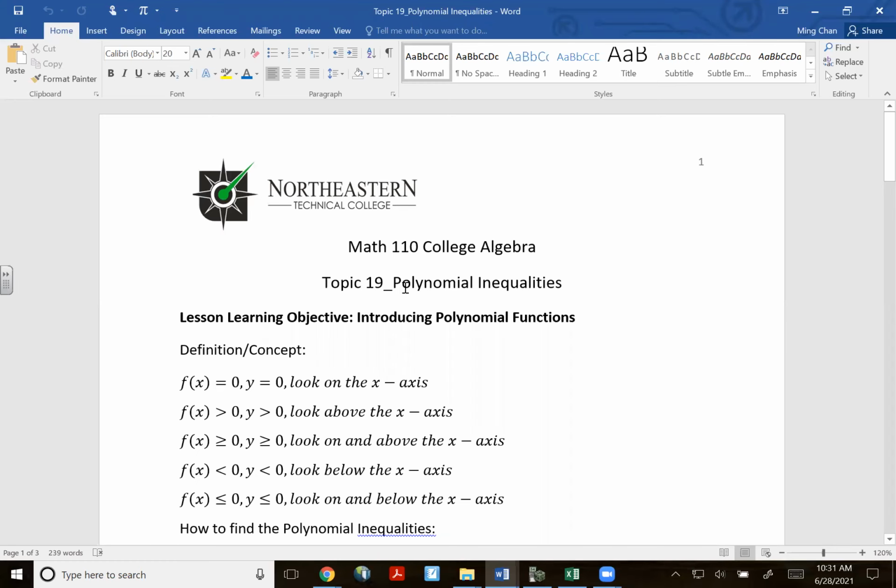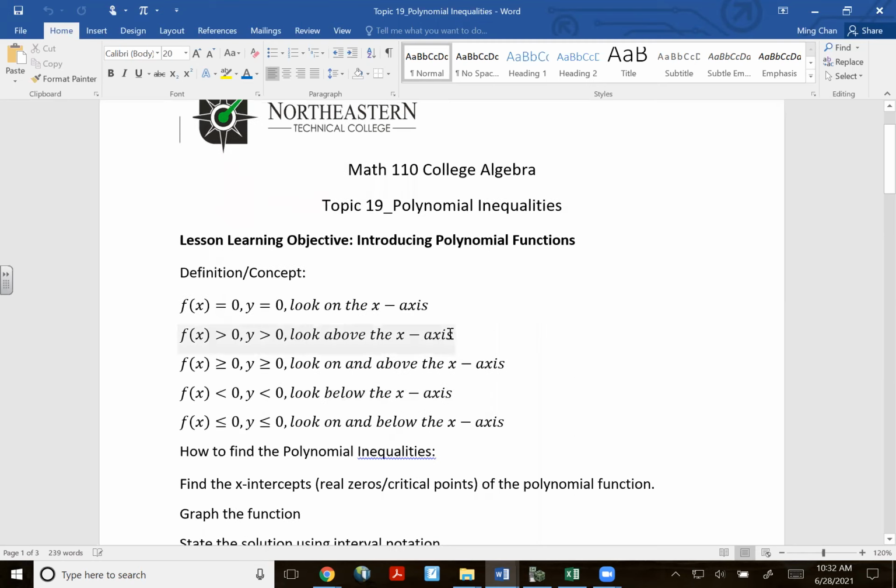All right, welcome to topic number 19, polynomial inequalities. So in topic 18, I showed you how to graph those polynomial functions. Now, instead of using an equal sign, we're going to use inequality signs. This concept is about the graphing part.